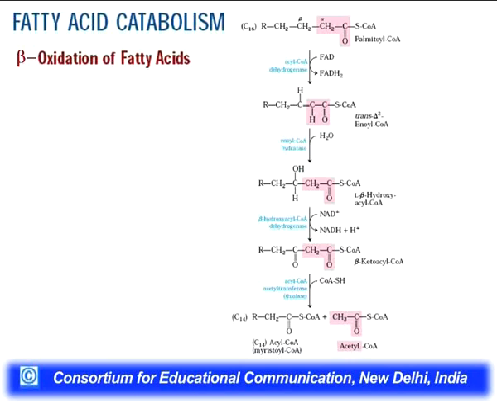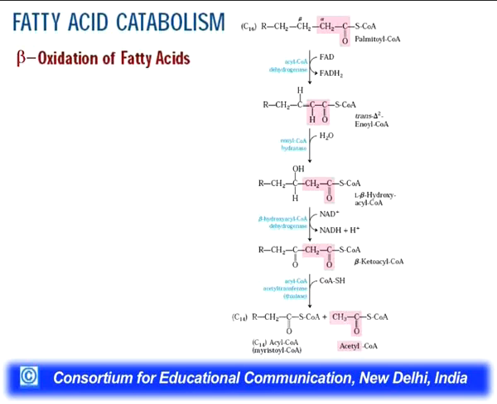So we are left with C14. We started with C16, and we are left with C14 with the release of acetyl-CoA in one round of beta oxidation. Now this C14 goes for another round of beta oxidation, where another acetyl-CoA is released, so it becomes C12. Likewise, it goes through 7 rounds of beta oxidation with the release of 8 molecules of acetyl-CoA.